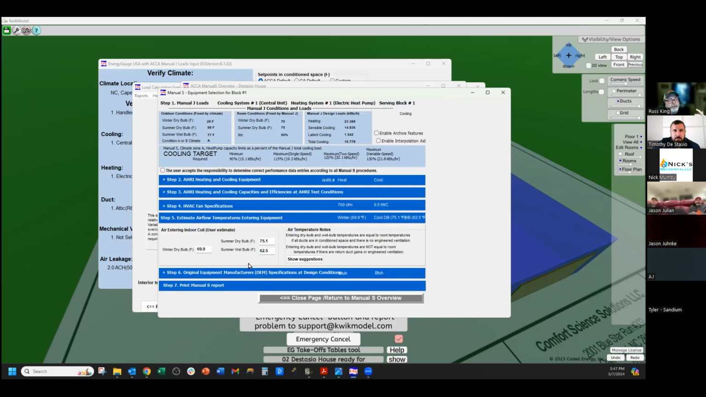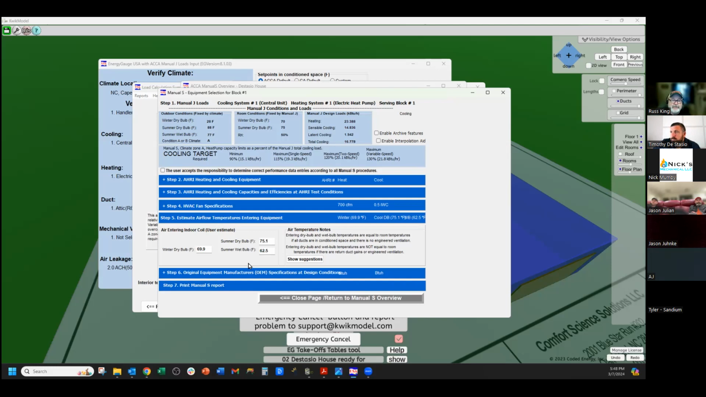There's a little tool here. Manual S has this thing about entering air temperatures. So the air that's being pulled from the return isn't necessarily the same temperature air that's actually going across the coil. If all your returns are up in a hot attic, that air coming out of the house might be 75 degrees, but by the time it hits that coil, it may have gained a lot of heat. There's a little tool here to help you do this.